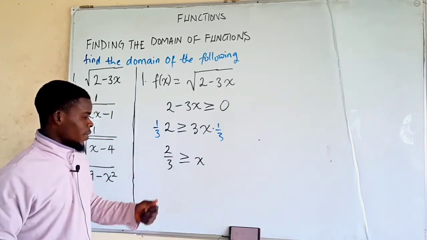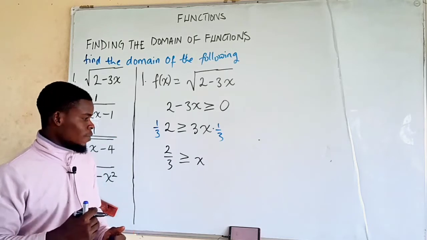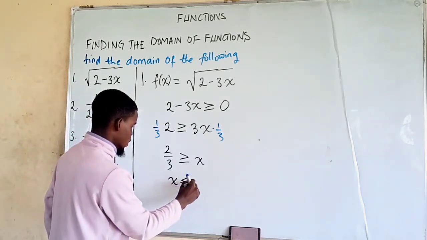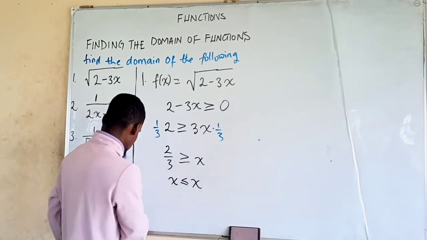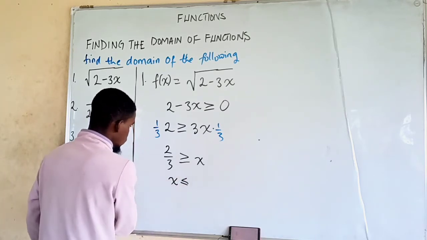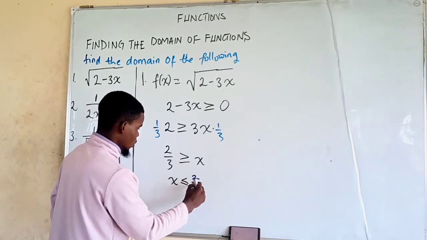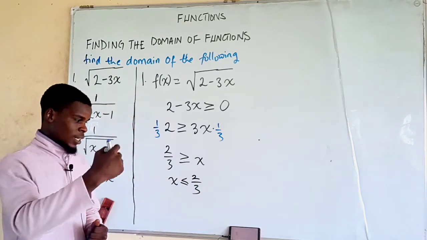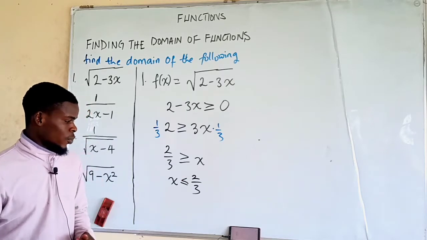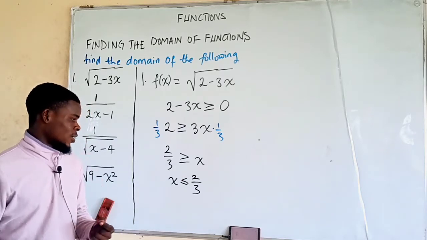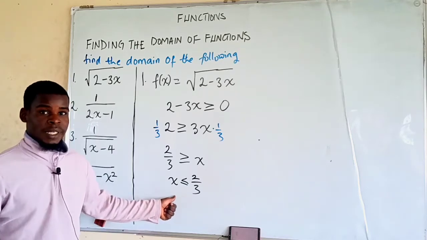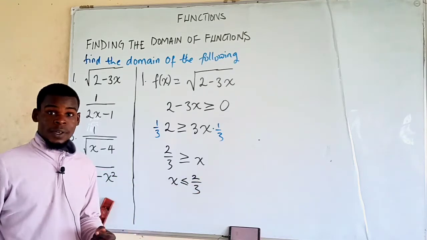So if 2 over 3 is bigger than or equal to x, that means x is less than or equal to 2 over 3. Right? We said 2 over 3 is bigger than or equal to x, meaning that x is less than or equal to 2 over 3, since it was bigger than, right? And since the equality sign follows, we keep it there. Good. So we are talking about all real numbers less than or equal to 2 over 3.